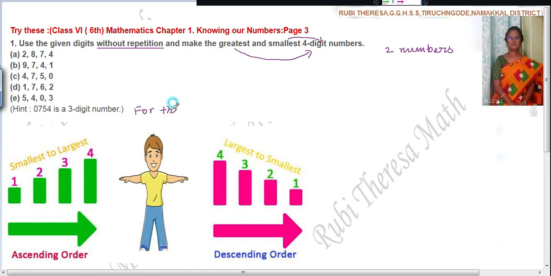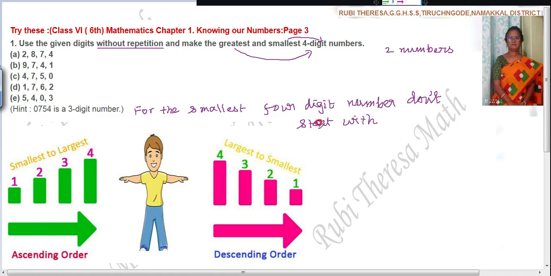For the smallest 4-digit number, don't start with 0. Along with me, you try to say these sentences.